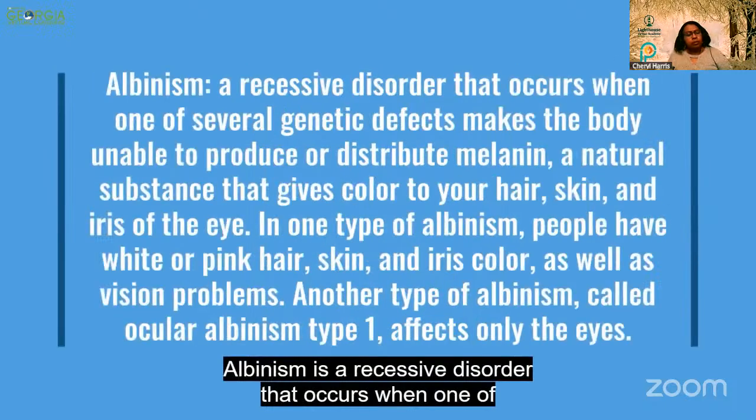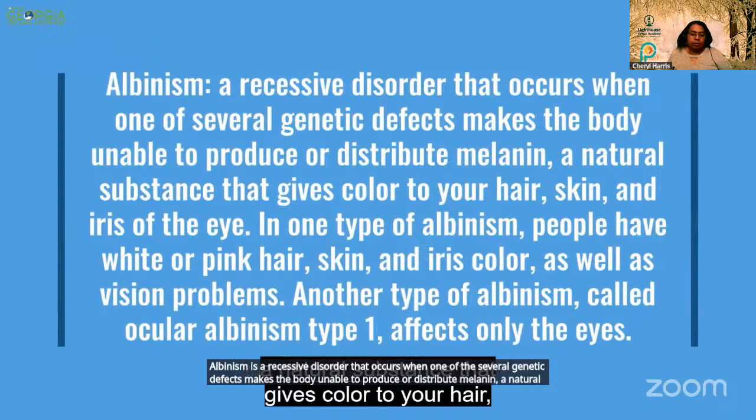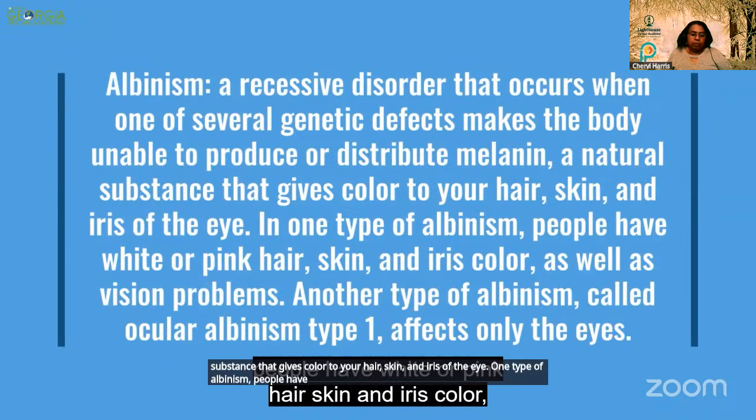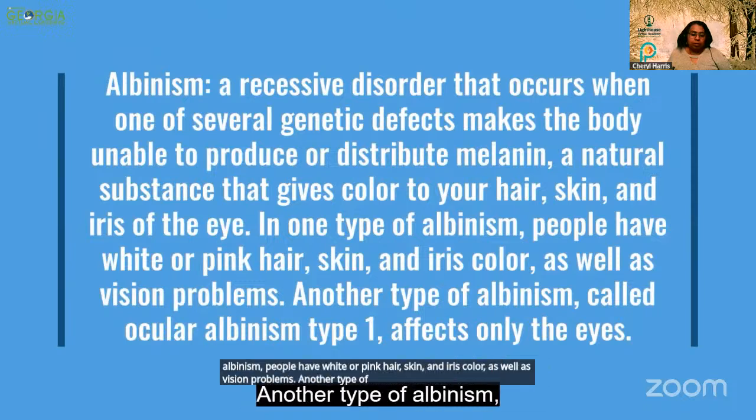Albinism is a recessive disorder that occurs when one of several genetic defects makes the body unable to produce or distribute melanin, a natural substance that gives color to your hair, skin, and iris of the eye. In one type of albinism, people have white or pink hair, skin, and iris color, as well as vision problems. Another type of albinism, called ocular albinism, affects only the eyes.